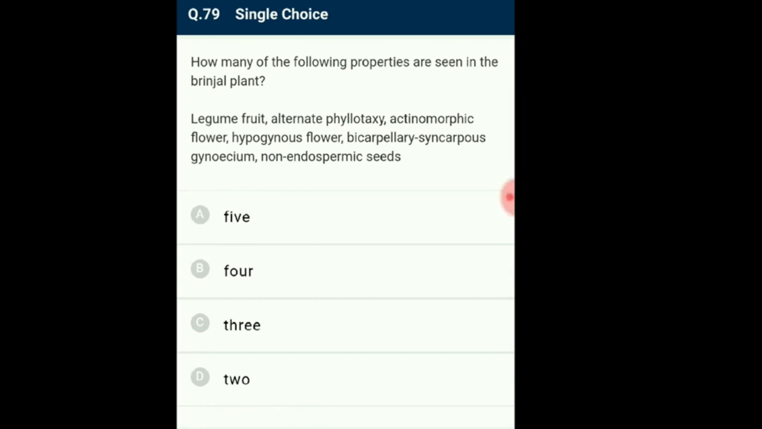Calyx consists of 5 sepals, gamosepalous, valvate aestivation. Sepals are usually persistent in brinjal, chili, tomato, etc. Corolla consists of 5 petals, gamopetalous, valvate or twisted. Androecium consists of 5 stamens, epipetalous, alternating with corolla lobes. Anther dithecous, gynoecium bicarpellary, syncarpous, bilocular, ovary superior, and ovules are numerous on axile placentation.